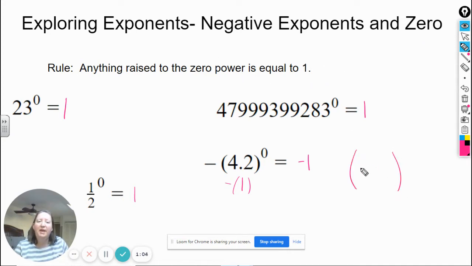You could have a big, long problem like 16, x to the second, y to the negative 3, z to the fourth, and then 2, x to the negative 2, y to the fifth, z to the 24th. I don't know, it doesn't even matter. If it's all raised to the 0 power, it equals 1. Doesn't matter what's in here. If the whole thing is raised to the 0 power, it equals 1.